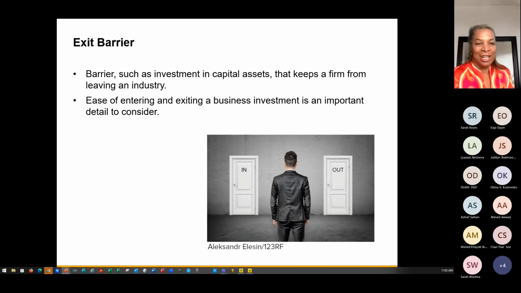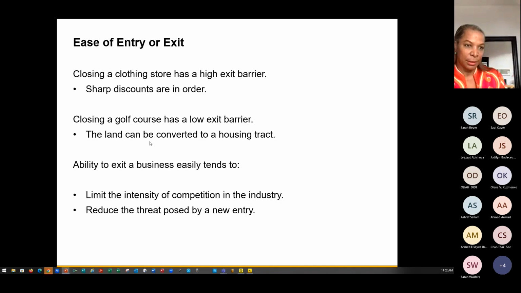So for example, if you're a golf course, it's relatively easy to leave because you don't have to take the land with you, right? You can do something else with the land. But as I said, if you're making ice cream, it's relatively hard to exit that industry because of all the equipment that you have in place. So let's look at some companies that are easy or hard to enter or exit.